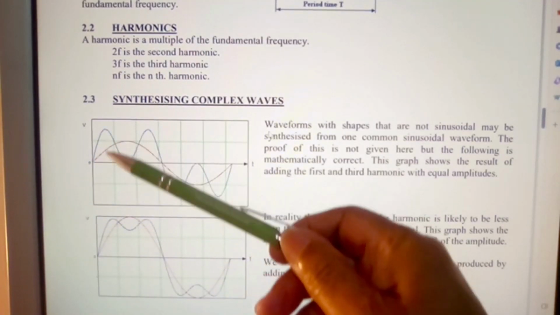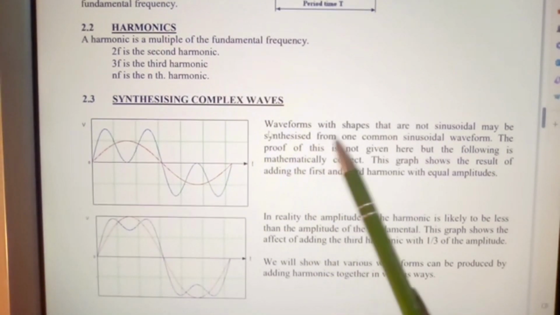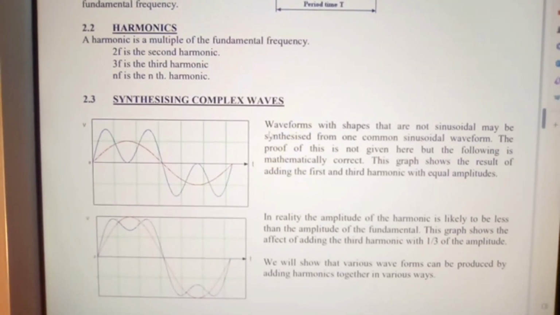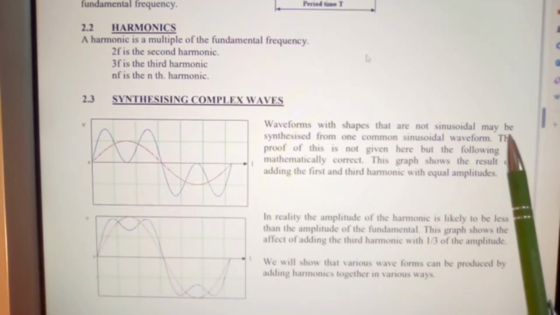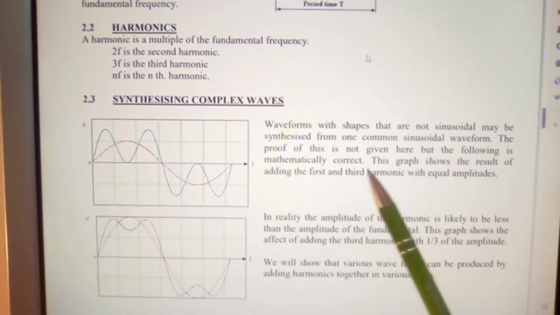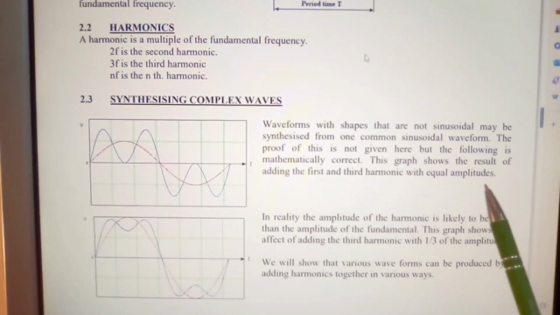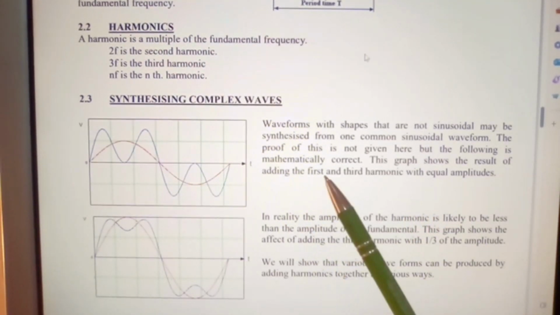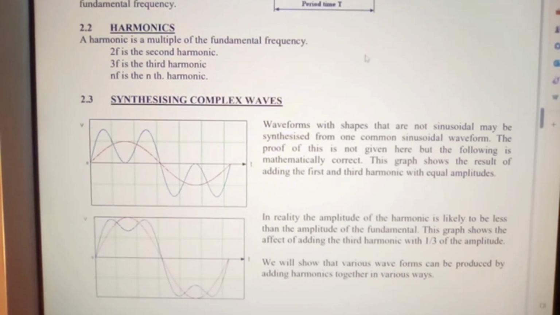But by adding another waveform to it, we then begin to get this. Waveforms with shapes that are not sinusoidal may be synthesized from one common sinusoidal waveform. The proof of this is not given here, but the following is mathematically correct. This graph shows the result of adding the first and third harmonic with equal amplitude. Now the first and third harmonic with equal amplitude, okay?